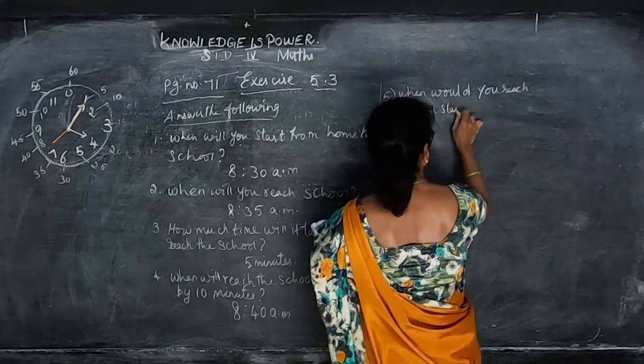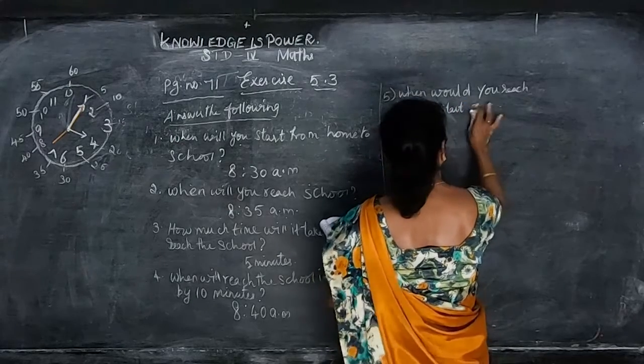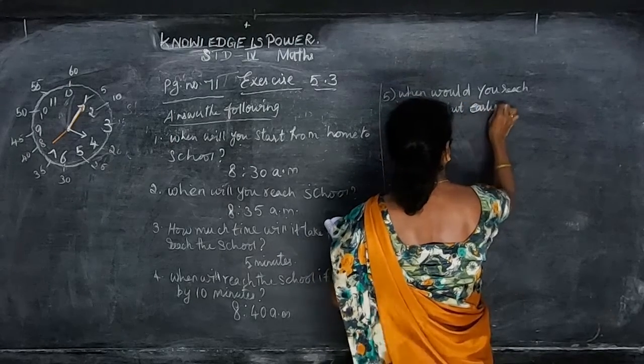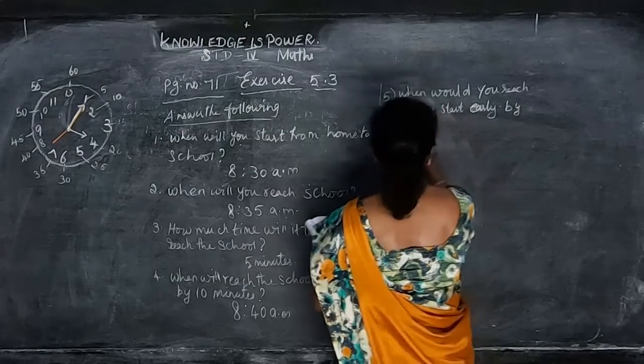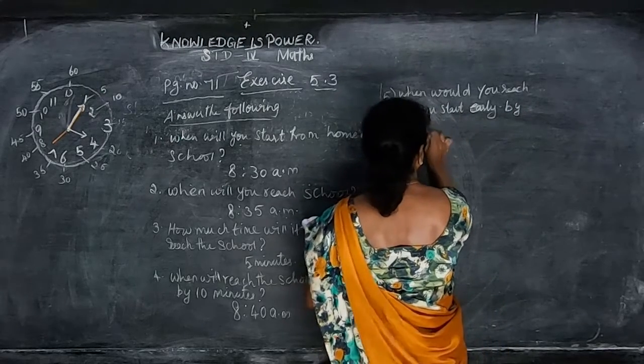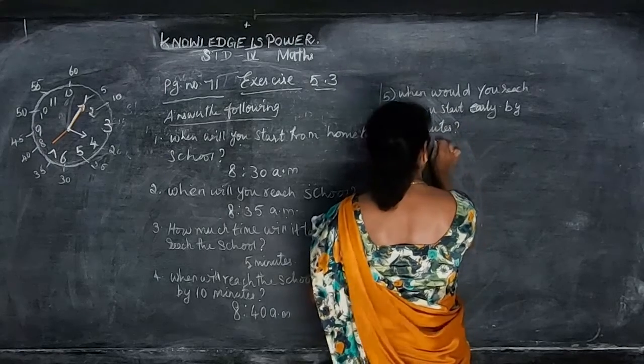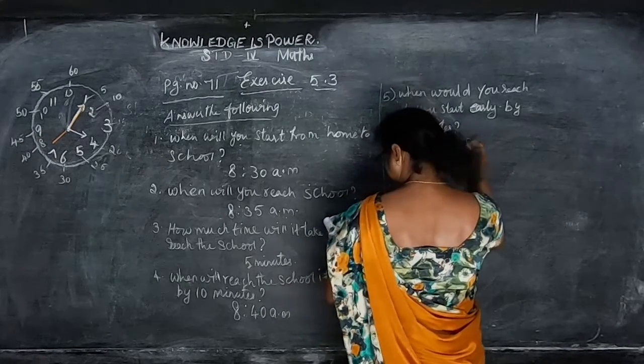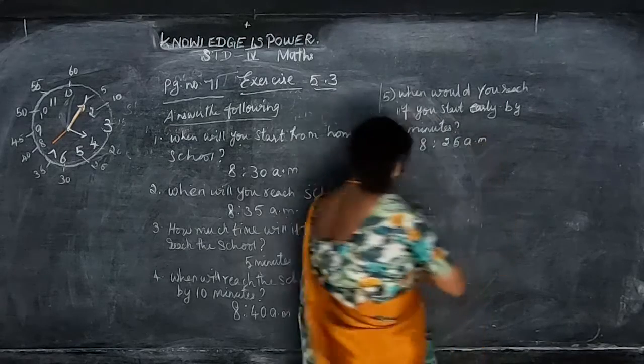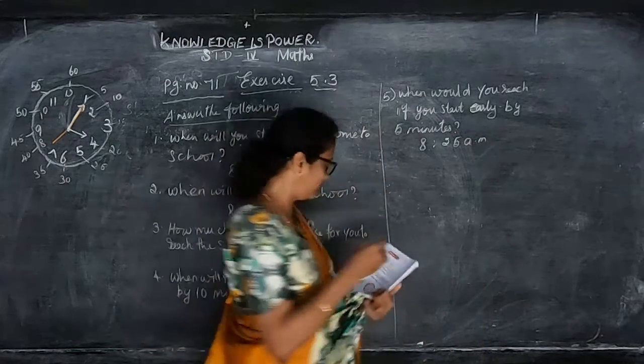If you start early 5 minutes, that is 8:25 a.m. Okay, then Ravi reaches the school by 8:30.